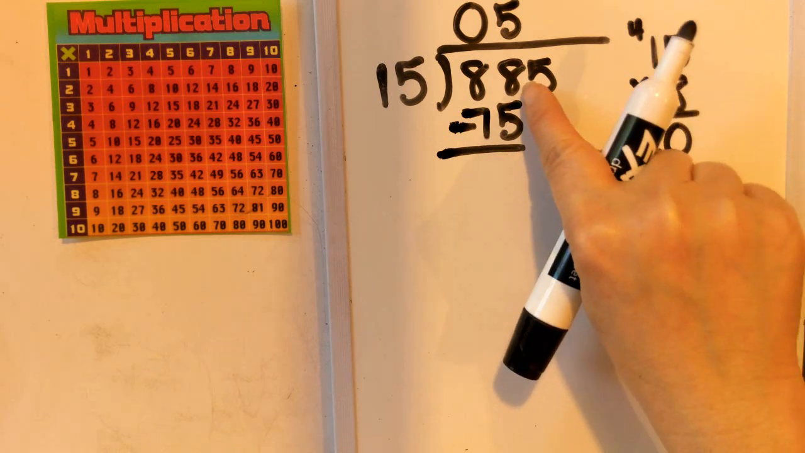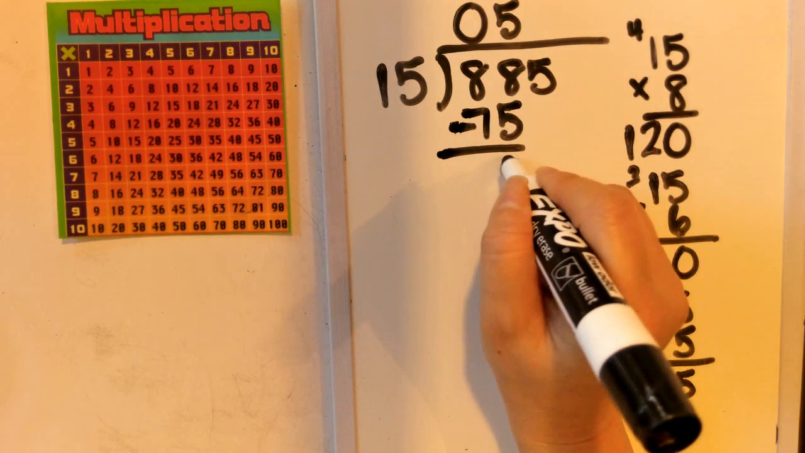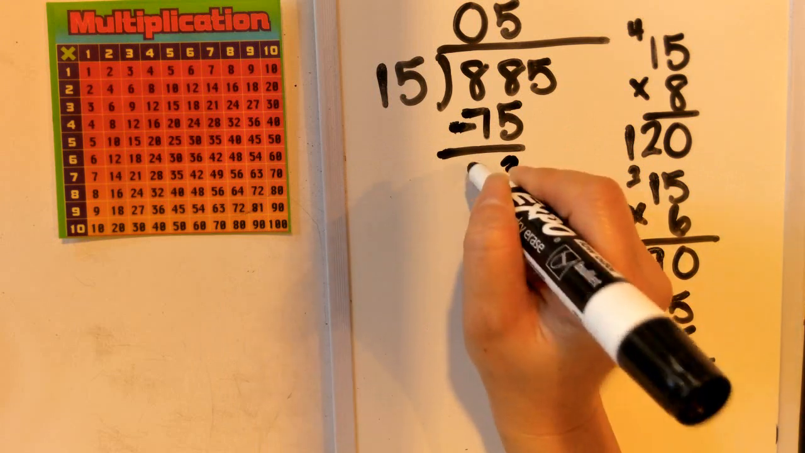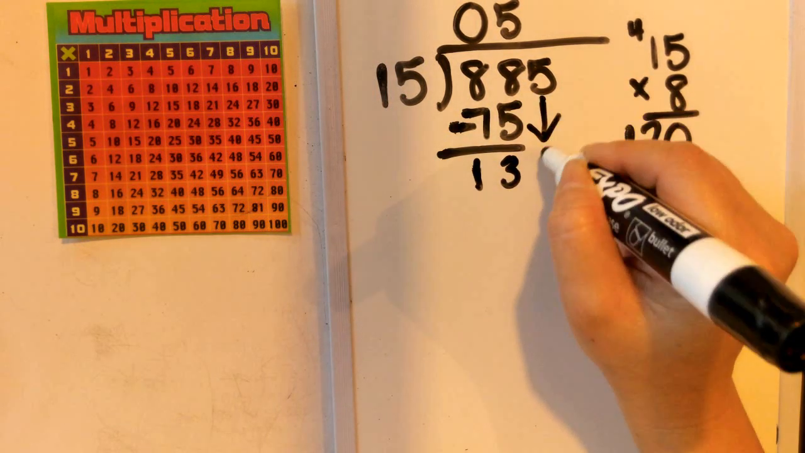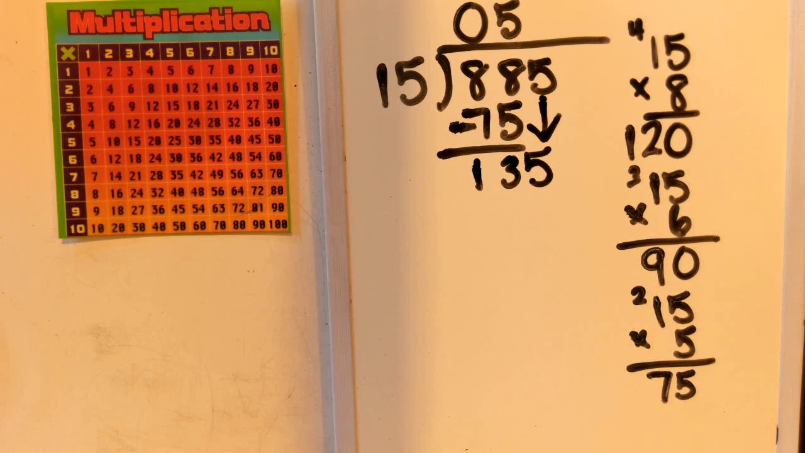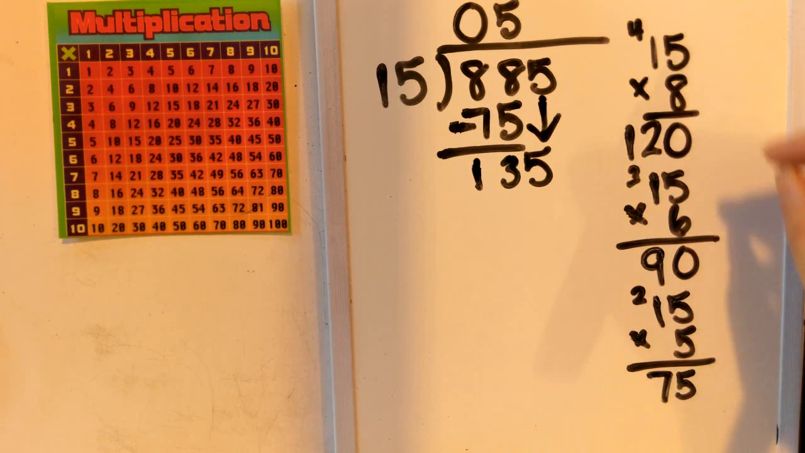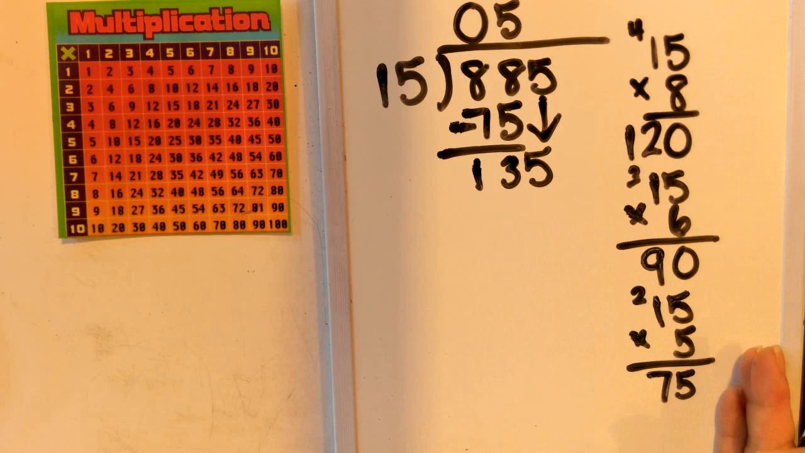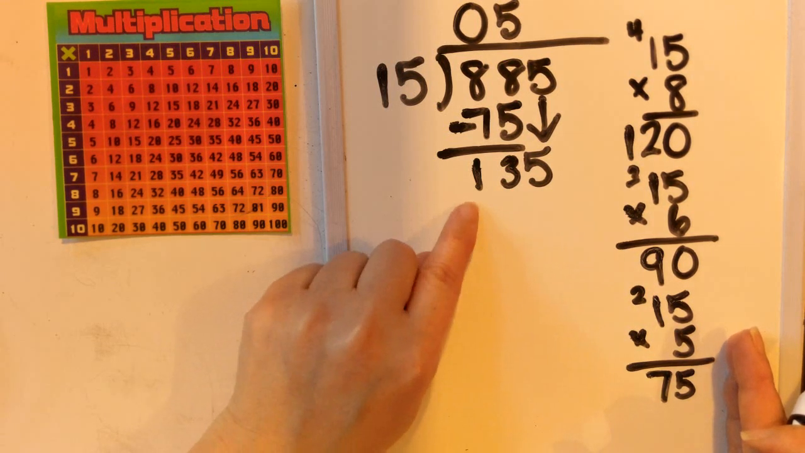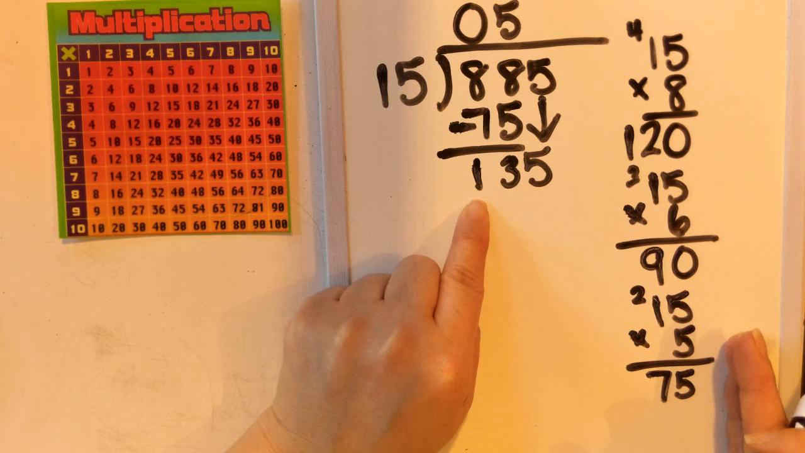Now I'm going to subtract. 8 minus 5 is 3. 8 minus 7 is 1. And I'm going to bring down this 5. Okay, now it's 135. Notice I did not erase any of this part. And this is what I was talking about at the beginning when I was giving you some tips. Do not erase any of your work, because this work is crucial as you're finishing up the problem. As you notice, now my number is 135, and I have to divide this 135 by 15.